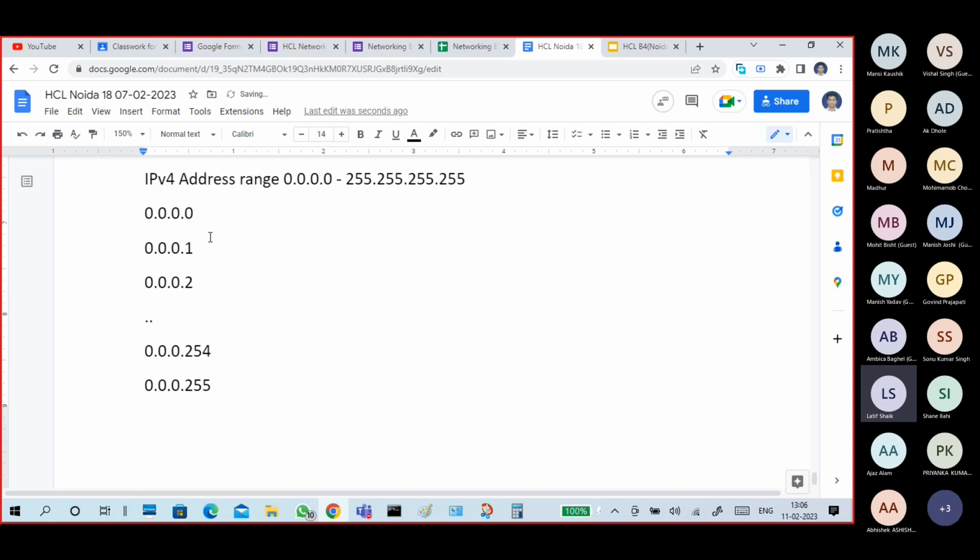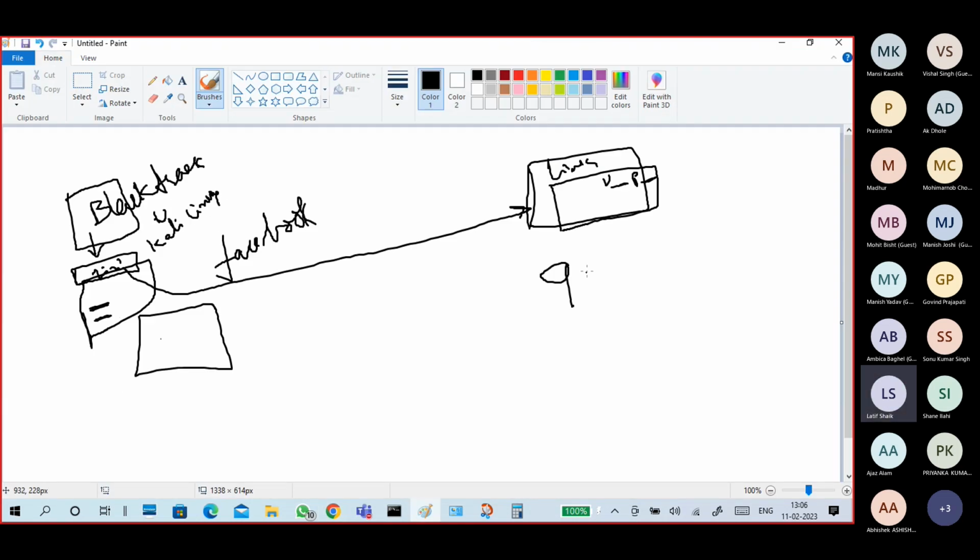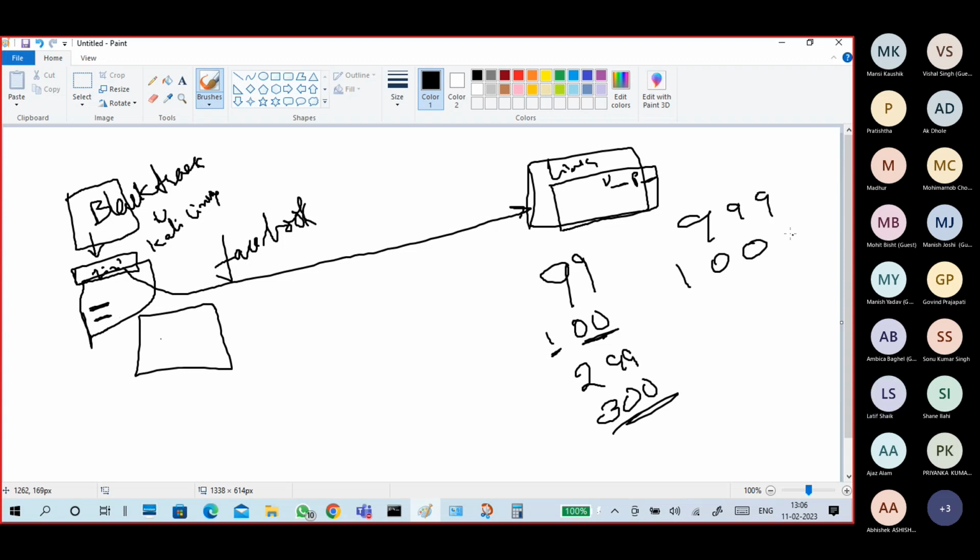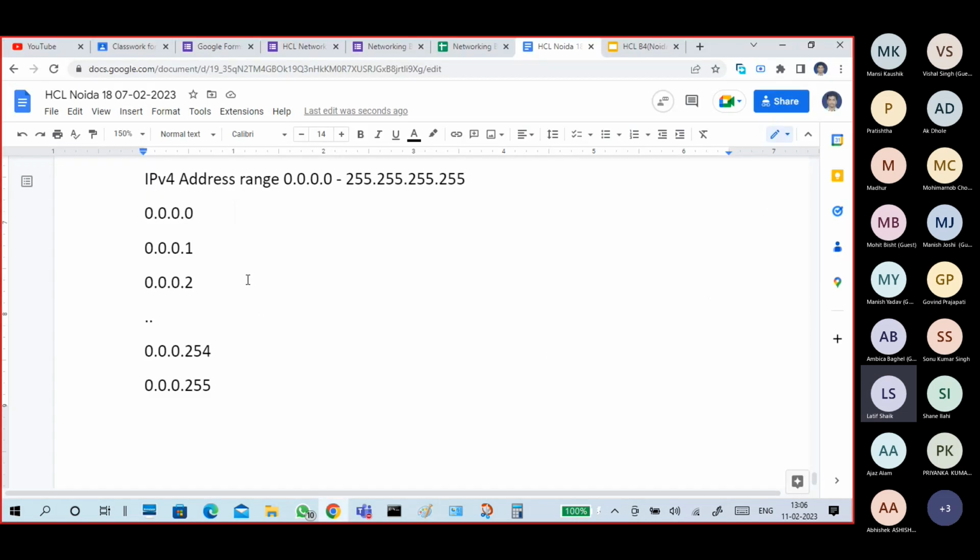So the highest is 255, because think like this: after 99 what do we get? 100, so it becomes zeros and one will come. After 299, 300. After 999, 1000. So how are numbers changing? After 9, how does 0 happen? Same way, after 255, it becomes 0, and 1 will be added to the next one. So like this it will happen. This is the new range, and it will continue.